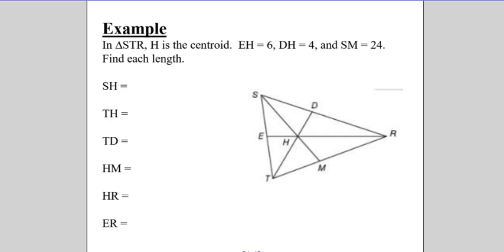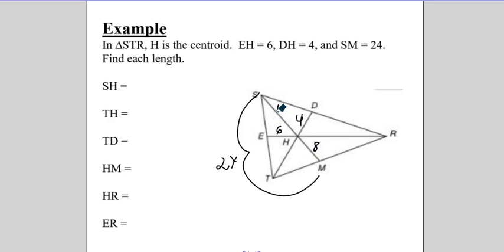Okay, let's try this. In STR, H is a centroid. EH is 6. That's this little piece right here. DH is 4. It's also a small piece. And SM is 24. That's this entire piece right here. So remember, the short piece is 1/3 of that. So that means MH is 24 divided by 3, 8. And if you double that, that's 16 right here.